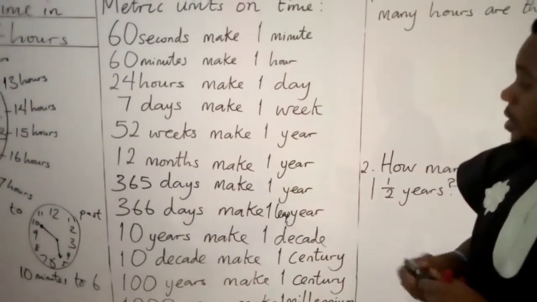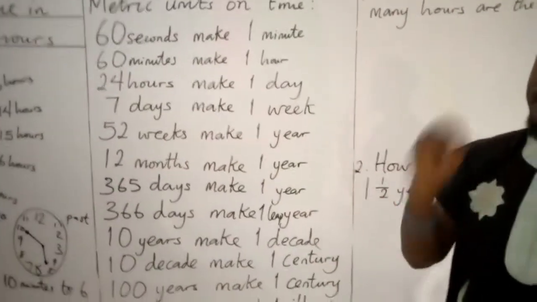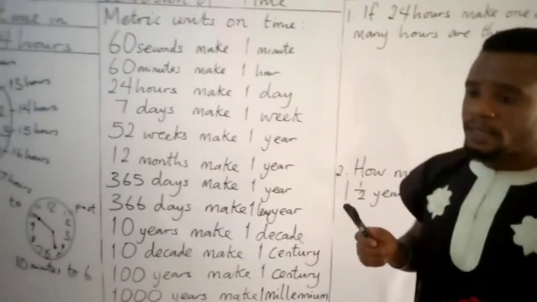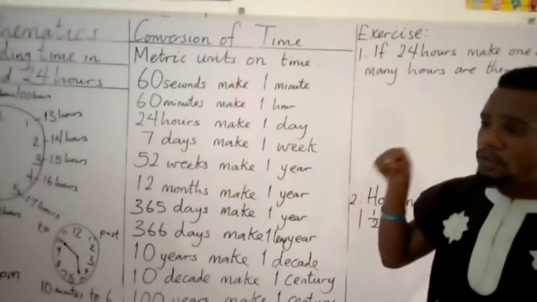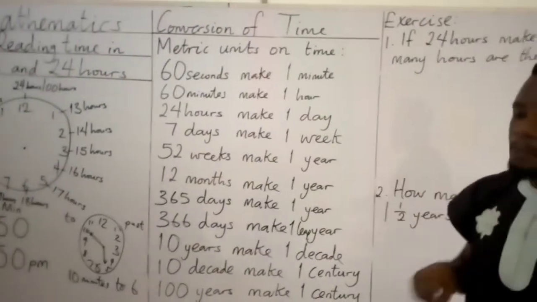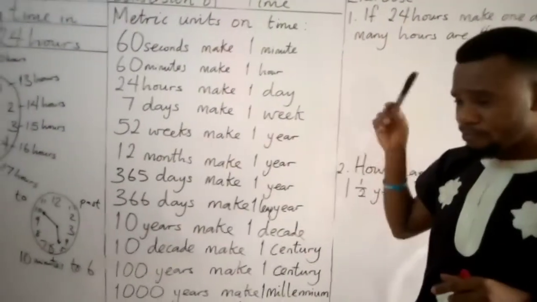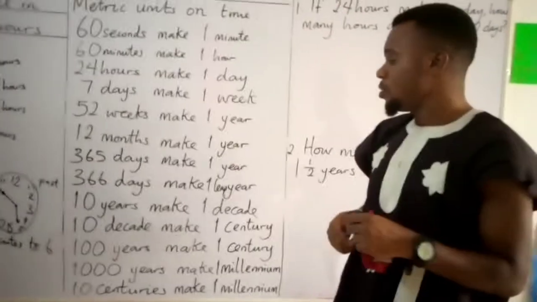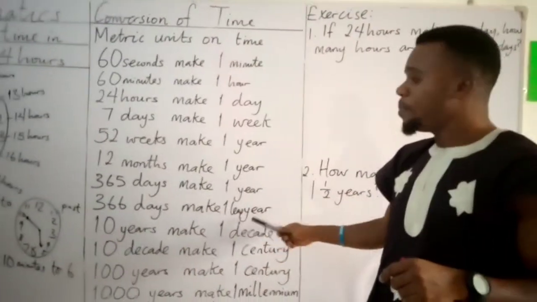That means on our calendar, the month of February has 28 or 29 days. So when it's a leap year, it reaches 29 days. Like this year, we have a leap year. It comes every 4 years, so in 2024, we'll be having another leap year. So 366 days make 1 leap year.